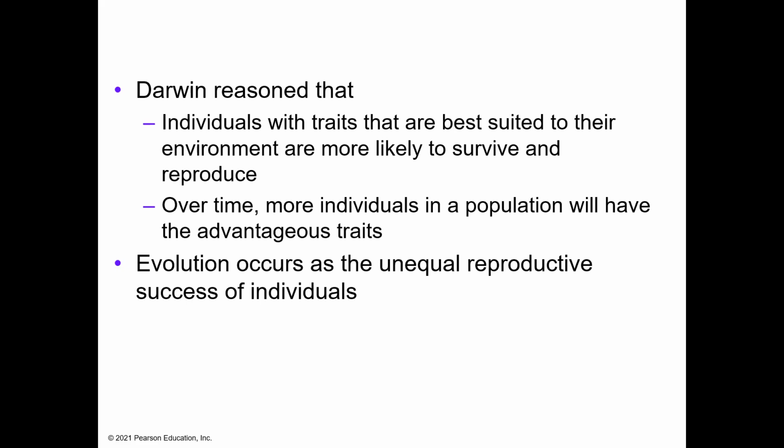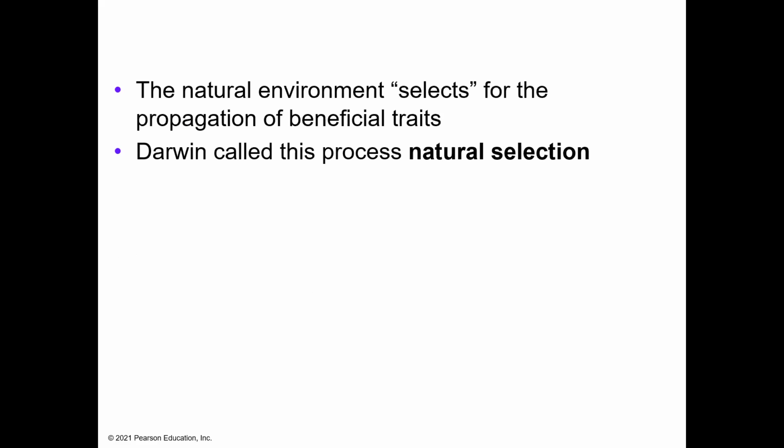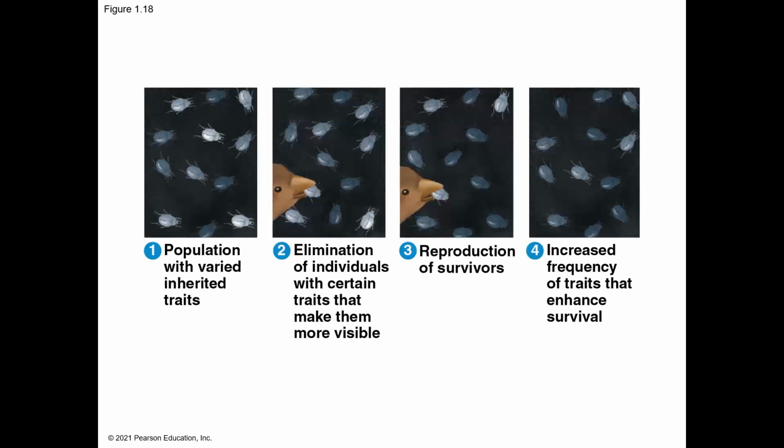So evolution occurs as the unequal reproductive success of individuals happens, meaning that the individuals that are able to survive are able to reproduce more, produce more offspring, and have more success. So the natural environment selects for the propagation of beneficial traits. And so this is Darwin's natural selection, which makes total sense. I think everyone understands natural selection.